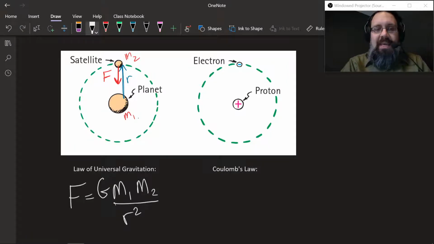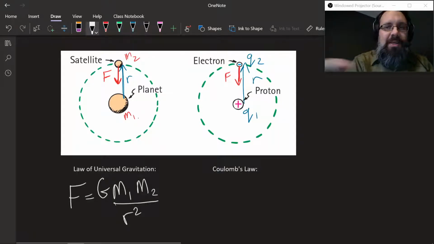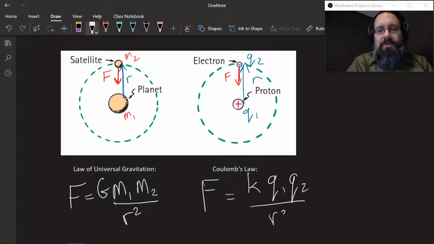For electricity, it looks exactly the same, just we use different letters. This is called Coulomb's law. Coulomb, it's a French name. So instead of m, we have charge, we have q. So you're going to have q1, q2, and there's going to be that force acting. And it's also because they're separated by a distance, which we call r. So the equation is going to look very similar. It's going to be F equals k q1 q2 over r squared.